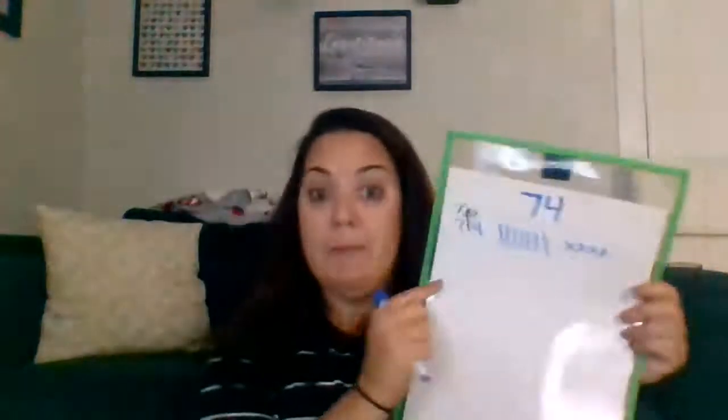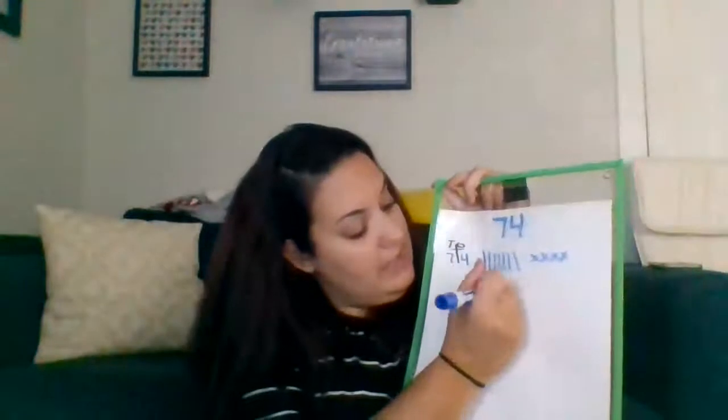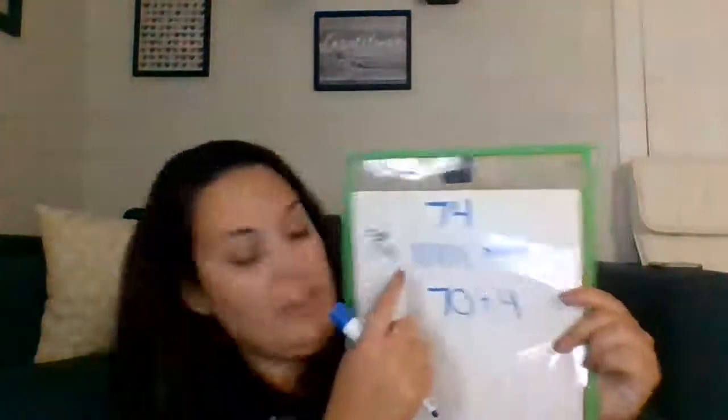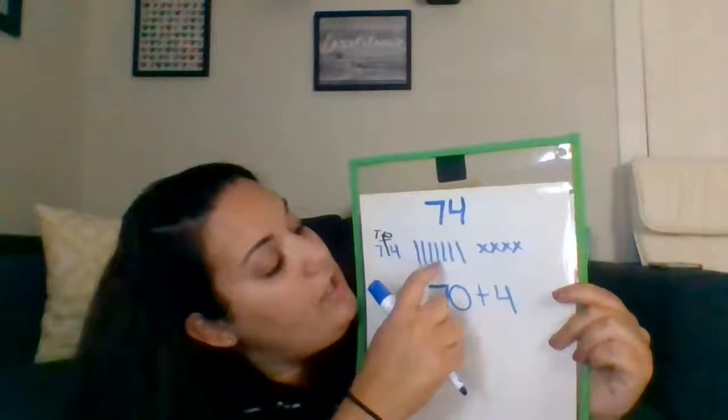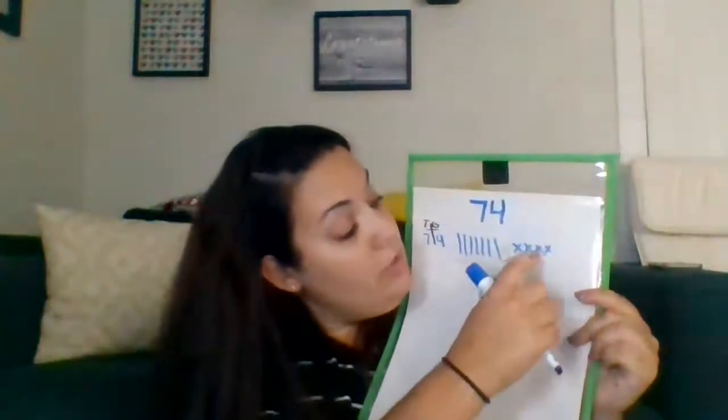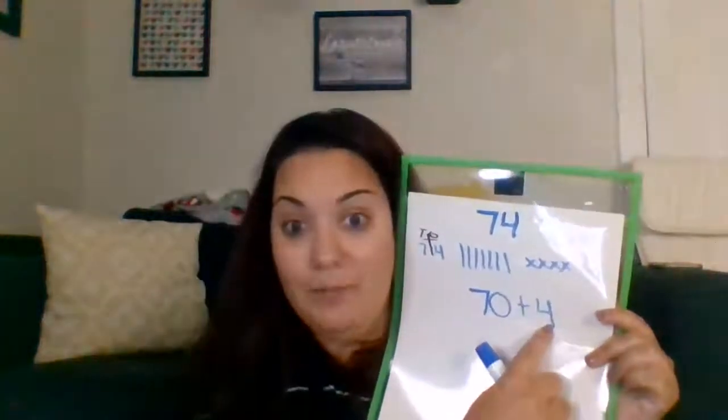Let's expand that number. Get our rubber band ready. 74. I heard 70, then 4. Let's try it again. 74. Okay, that means expanded form is going to be 70 plus 4. I can check if I'm right by checking the picture. Let's count our tens. 10, 20, 30, 40, 50, 60, 70. Yep. 1, 2, 3, 4. I have 70 plus 4.